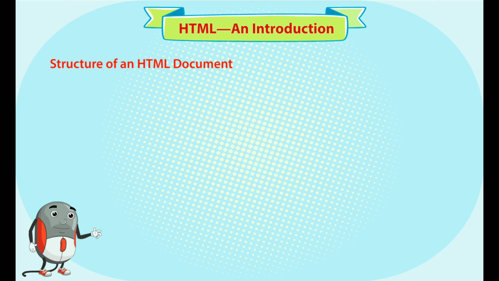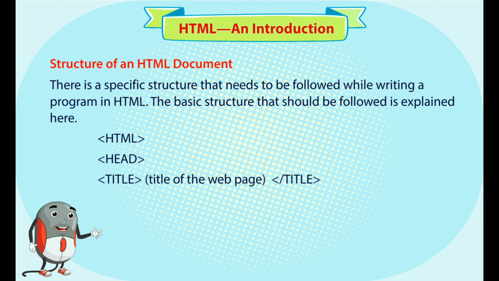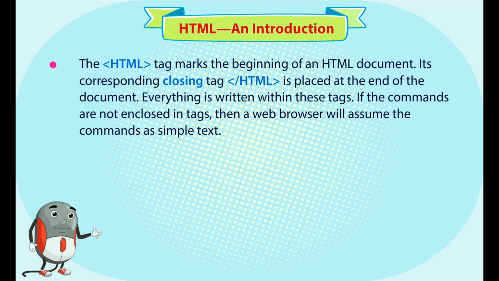Structure of an HTML document. There is a specific structure that needs to be followed while writing a program in HTML. The basic structure that should be followed is explained here. HTML, head, title, /head, body, /HTML. The HTML tag marks the beginning of an HTML document. Its corresponding closing tag /HTML is placed at the end of the document. Everything is written within these tags. If the commands are not enclosed in tags, then a web browser will assume the commands as simple text.